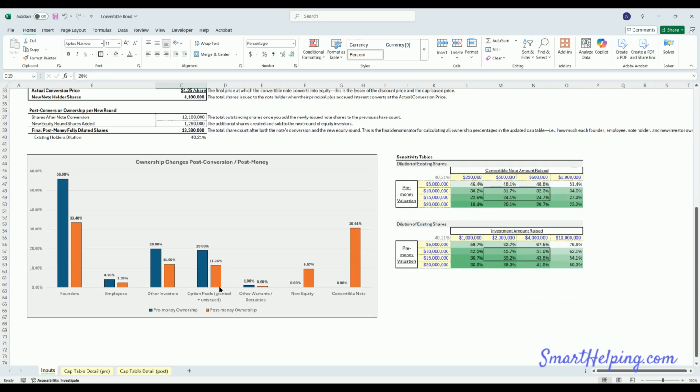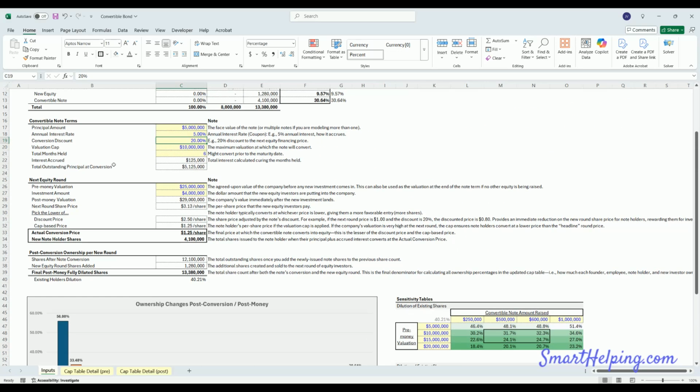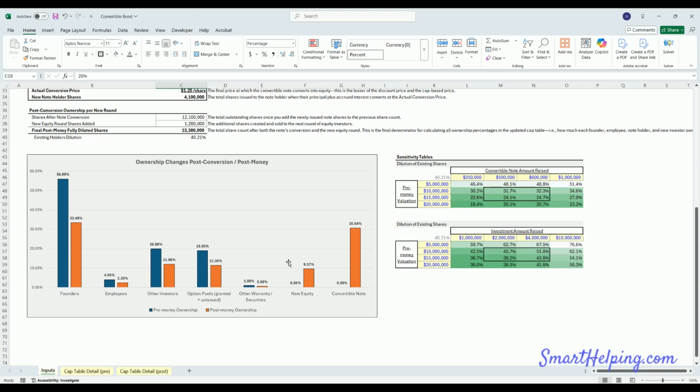Then the chart here, we just show ownership changes post conversion, post money. So, founders went from 56 to 33%. Employees had 4%. Now they have 2.3. Other investors 20 to 11. So this just shows each of the stakeholder groups and how they were diluted or adjusted based on the new round raise or convertible debt. Obviously, new equity and convertible note are just going up because those are what they're adding, and then the net of that is how much goes down off of these.